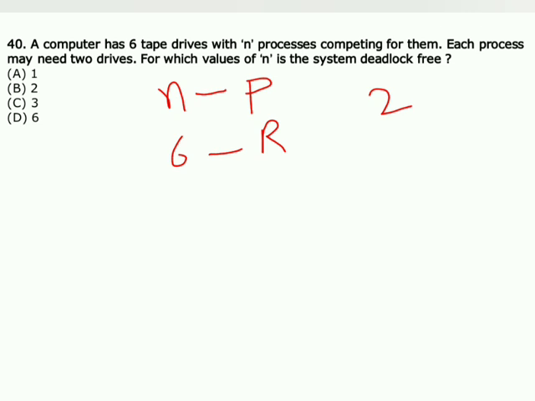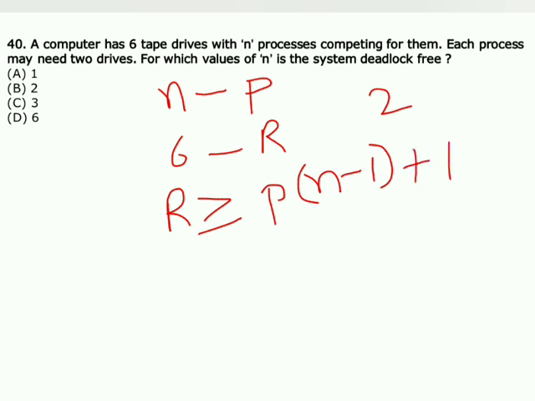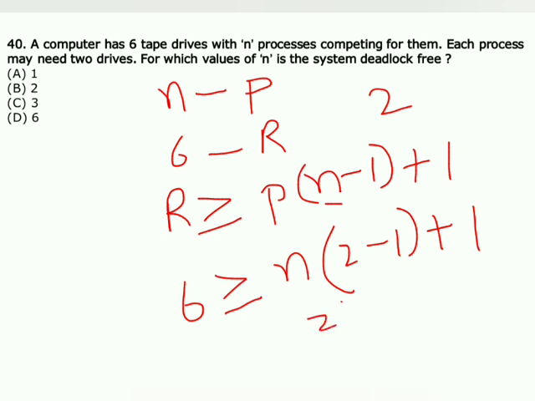To find the deadlock free situation, we have a formula: r greater than or equals to p into (n minus 1) plus 1. Here p stands for the total number of processes, r for the total number of resources, and n for the need of each process. So the number of processes is n, need is 2 minus 1, plus 1, and r is 6. 2 minus 1 is 1, so n plus 1. So 6 greater than or equals to n plus 1.